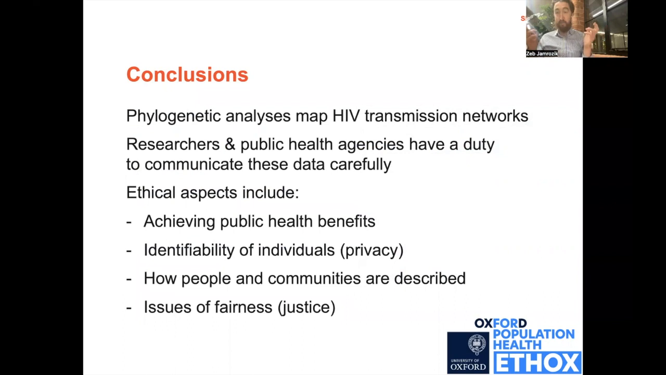But other ethical aspects of the way data are communicated include the potential identifiability of individuals and privacy infringements, how we describe people in communities, both in the text and the images presented in publications, and also issues of fairness or justice. One implication of fairness is we want to increase the benefits for marginalized groups, and we don't want to stigmatize them further.